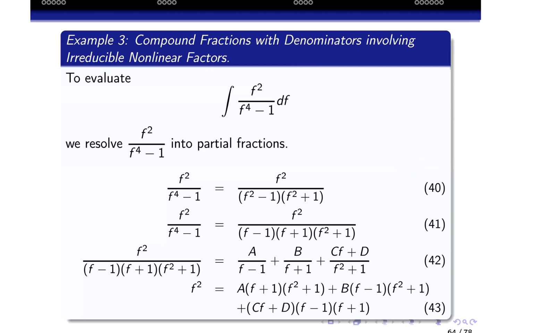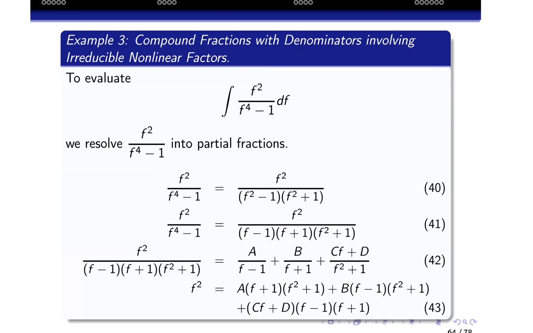A very good example is this: to evaluate the integral of f squared over f raised to the power 4 minus 1 df. First we need to resolve this. You have already seen that if you differentiate f raised to the power 4 minus 1, you get 3f cubed, and it has nothing to do with f squared here. So you cannot divide through like we've always done. The next thing is to resolve into partial fractions.